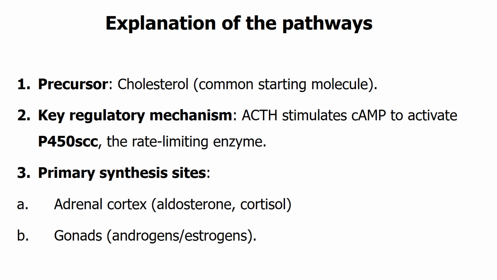or the rate limiting enzyme in the reaction. The primary sites of synthesis include the adrenal cortex for aldosterone and cortisol, then the gonads for androgens and estrogens. So the location of this synthesis, or synthetic site, is now known.